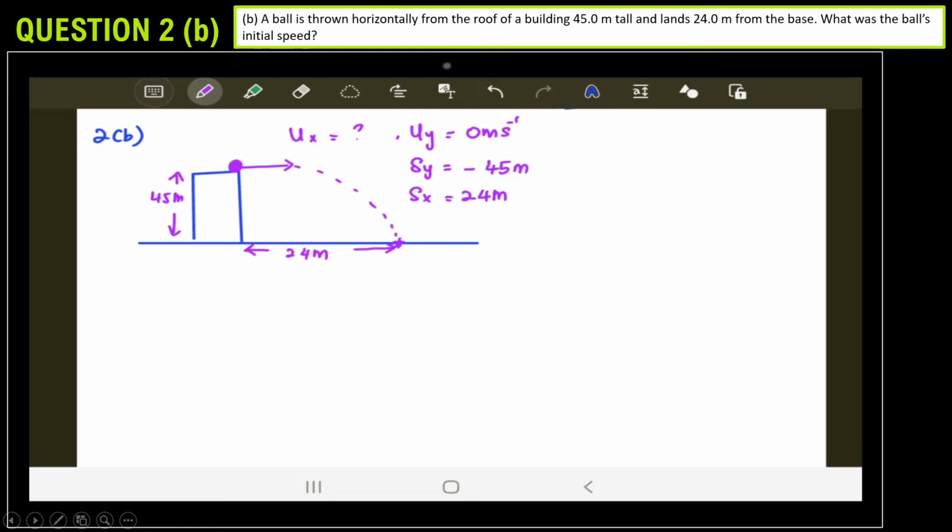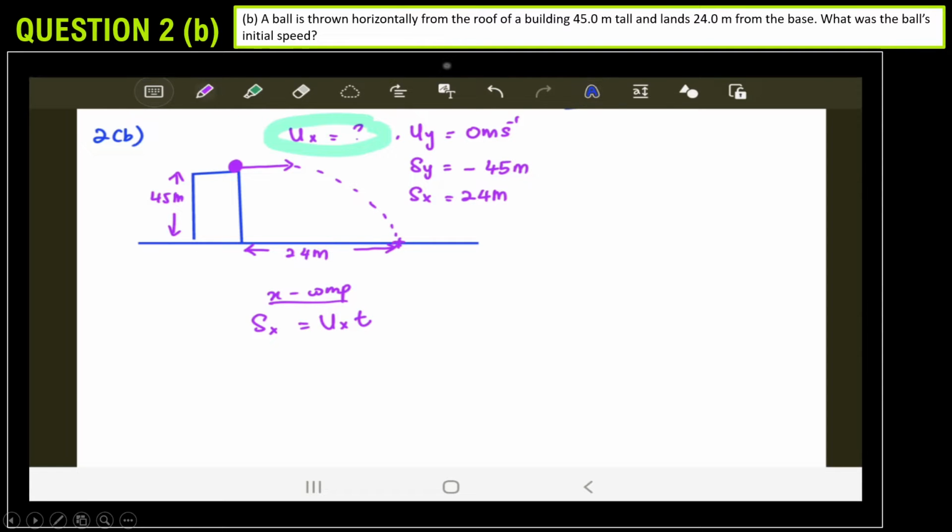Okay, alright, so the question asks us to find the ball's initial speed. So the ball's initial speed refers to the value of Ux, the x component. So I'm going to write x component here, and in the x component, Sx is equal to Uxt. So I'm going to use this equation, Sx equal to Ux t, because I want to find Ux. But the problem now is I don't have the value of t.